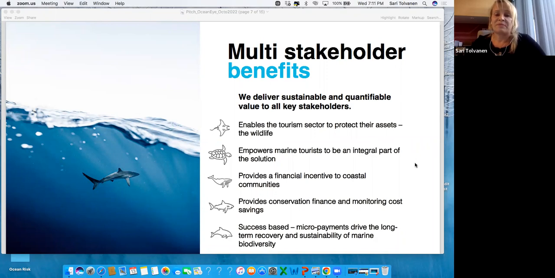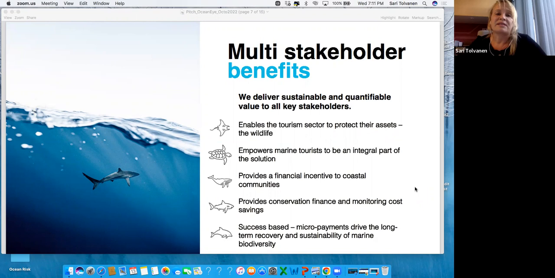And also what I'm really excited about is that we'll be able to provide citizen science in quite large volumes, hopefully, and therefore also help save monitoring costs, collaborate with authorities and help improve the overall management of these areas based on the data that we collect.